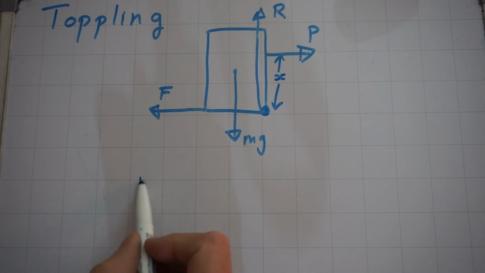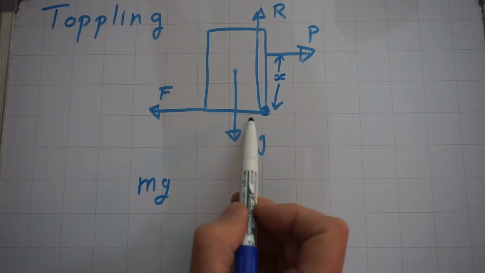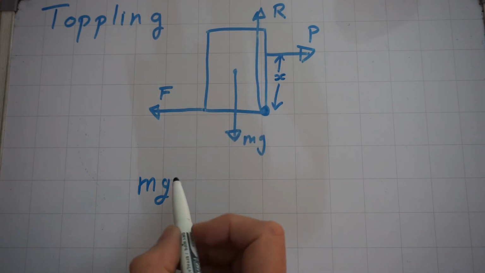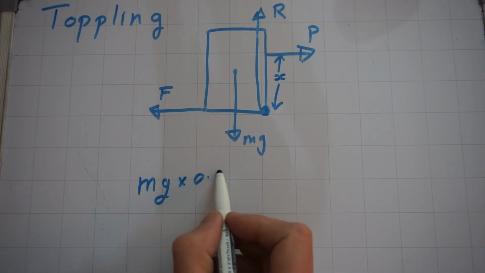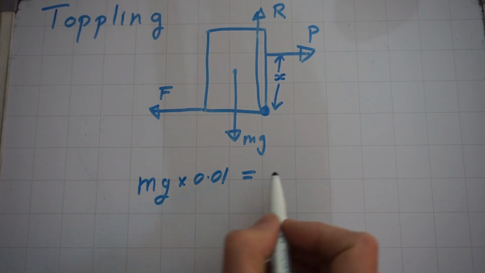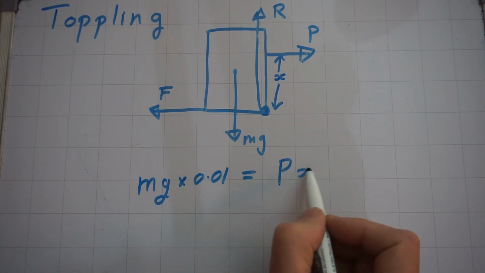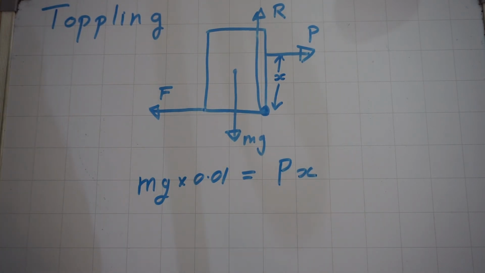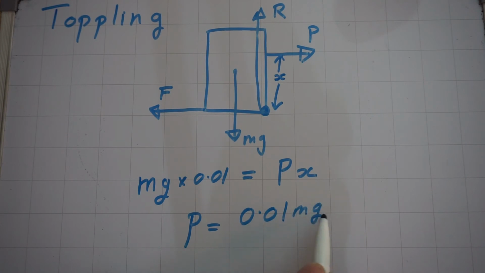So we will have mg, and the distance is half the width of the rubber, so that is 0.01, and that would, on the point of toppling, balance the moment caused by P, which will be P times X. So if we rearrange this to find P, we get P is equal to 0.01 mg divided by X.